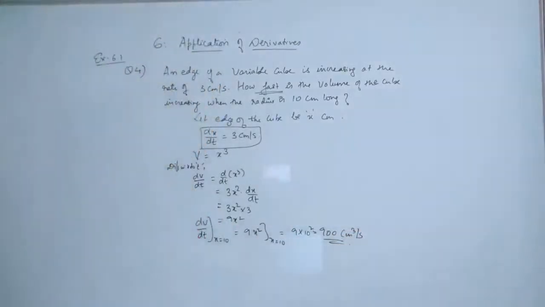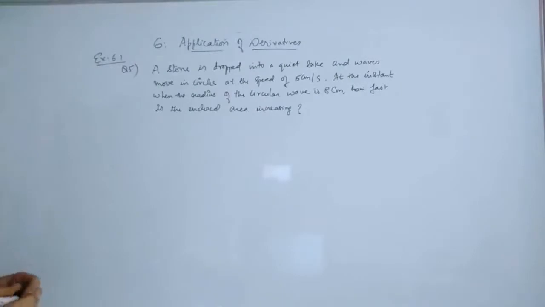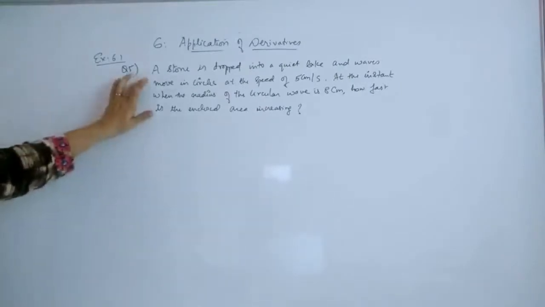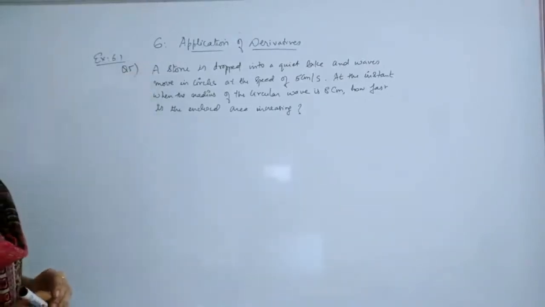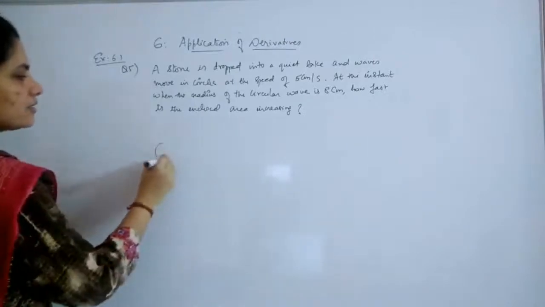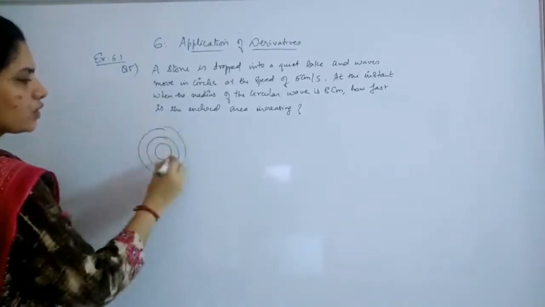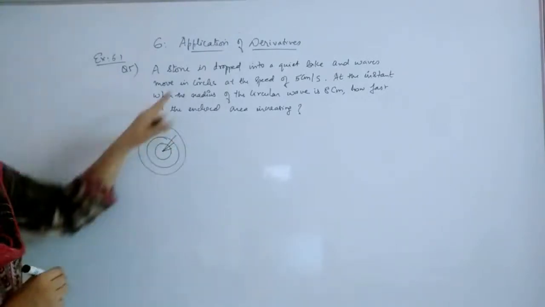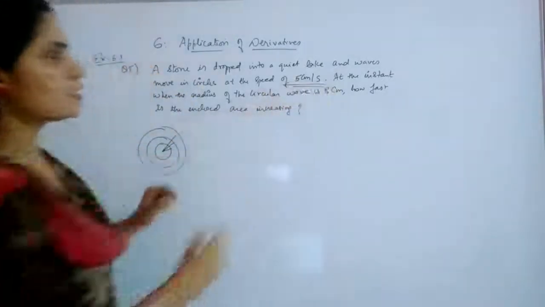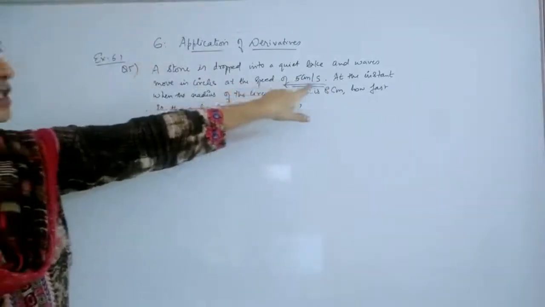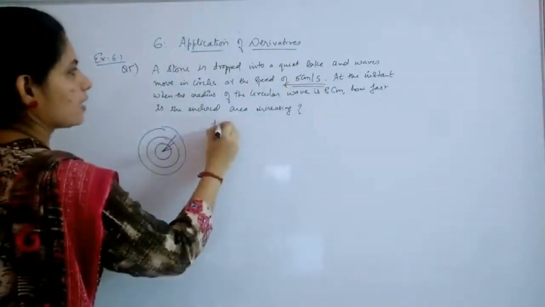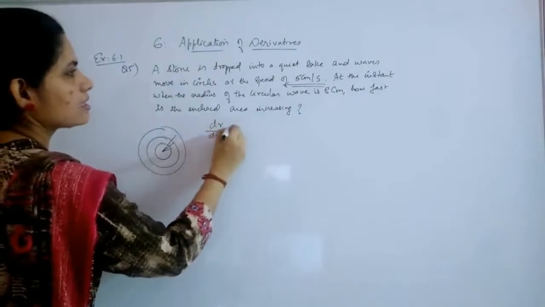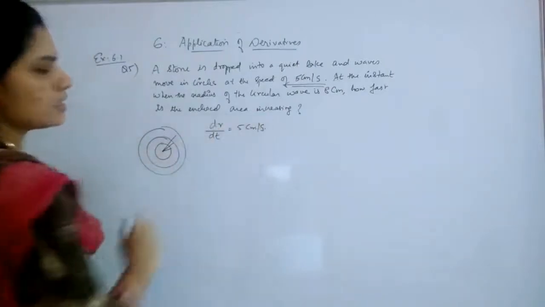Centimeter cube per second. Fifth question: a stone is dropped into a quiet lake and waves move in circles at a speed of 5 centimeter per second. Waves move in circles means it is changing like this. That means what is changing? The radius is changing. So what is given in the question is the rate of change of radius with respect to time. If r is the radius, dr by dt is given to be 5 centimeter per second.